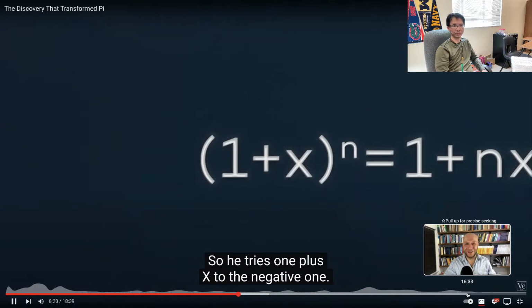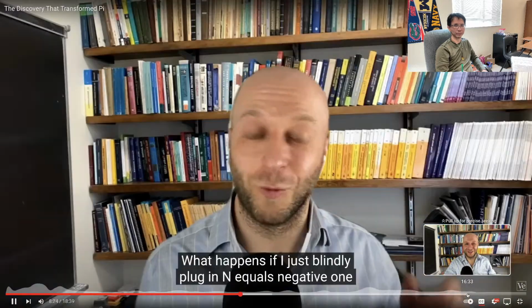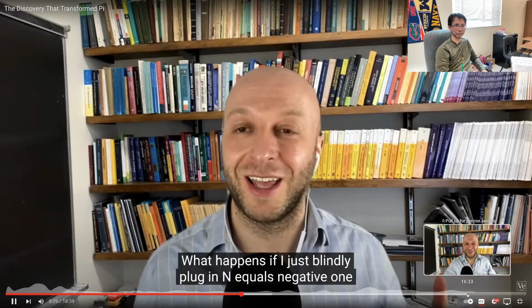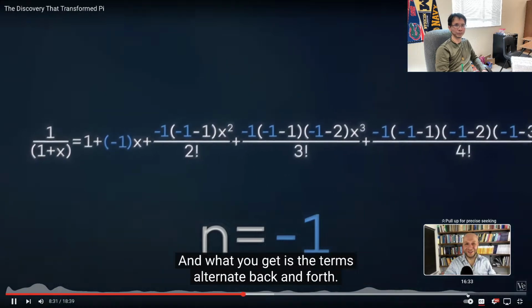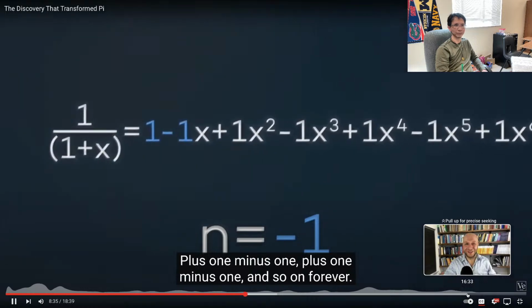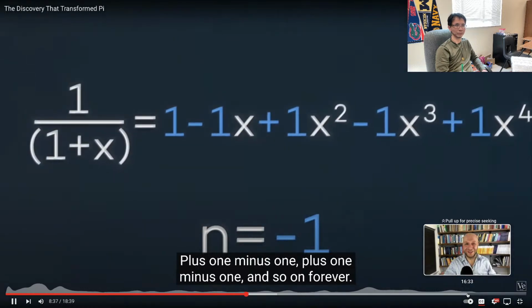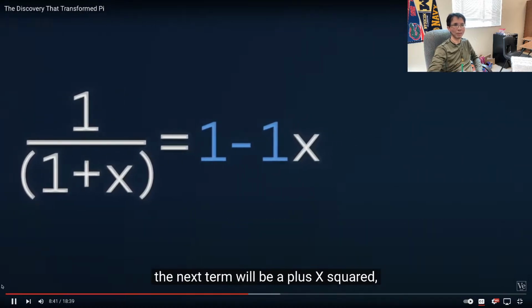So he tries (1 + x)^(-1). So that's 1 over 1 plus x. What happens if I just blindly plug in n equals negative 1 for the right-hand side? And what you get is the terms alternate back and forth. Plus 1, minus 1, plus 1, minus 1, and so on forever. So that's 1 minus x. The next term will be a plus x squared.